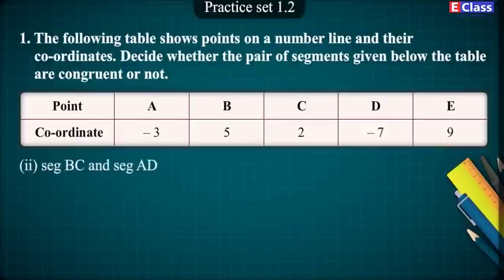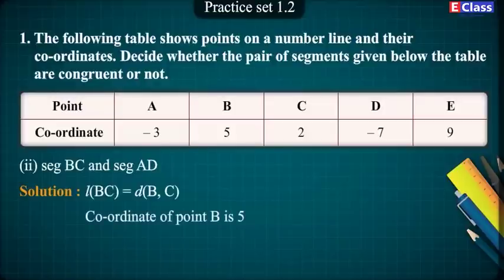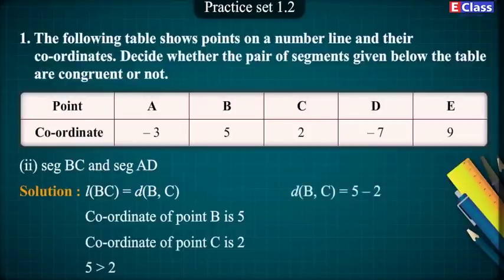2. Segment BC and segment AD. Solution. Length of BC is equal to distance of BC. Coordinate of point B is 5. Coordinate of point C is 2. 5 is greater than 2. Distance of BC is equal to 5 minus 2. Therefore, distance of BC is equal to 3.